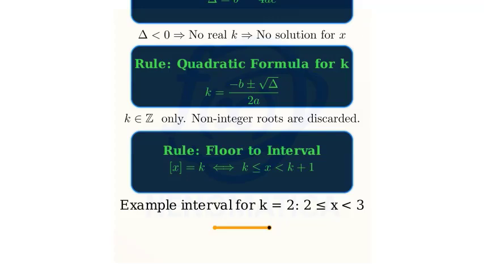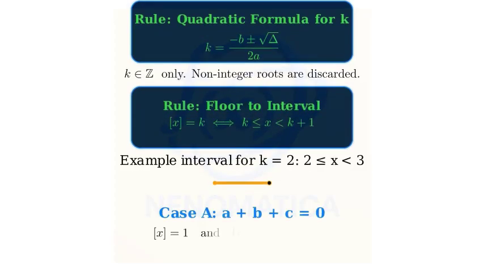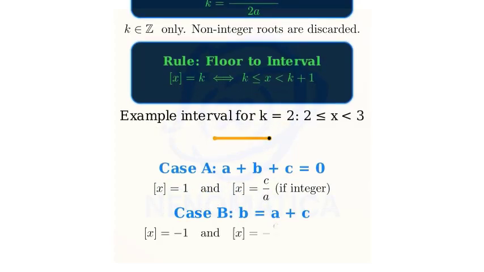There are useful special cases. Case A, if a plus b plus c equals 0, then one root is always k equals 1. The second root is c over a if that is an integer. Case B, if b equals a plus c, one root is negative 1. The second root is negative c over a if that is an integer.